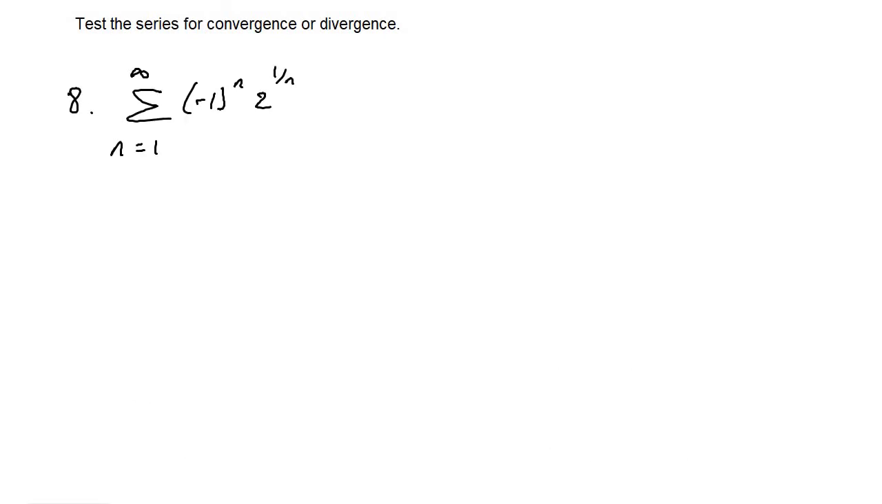Now for number 8, we have the series from 1 to infinity of (-1)^n times 2^(1/n). In this case, we do have an alternator, so it's a good idea to use the alternating series test. Once again, in the alternating series test, we're going to set the limit as n approaches infinity of everything but the alternator. So if we cancel out the alternator, all we have left is 2 to the 1 over n power.